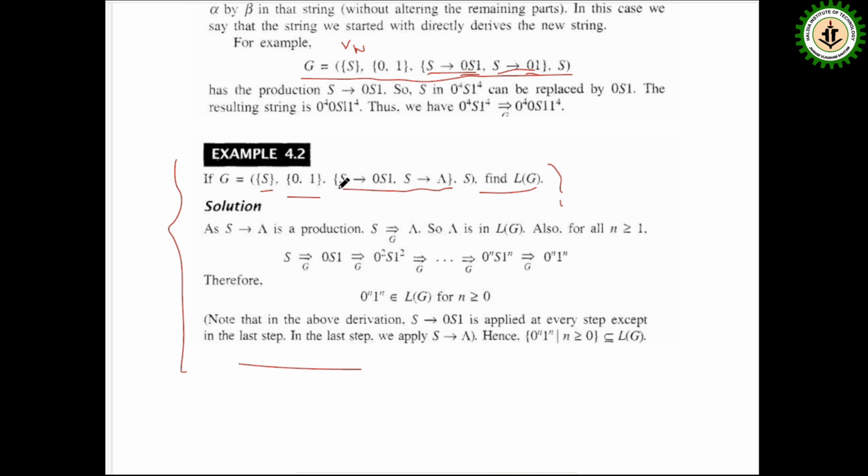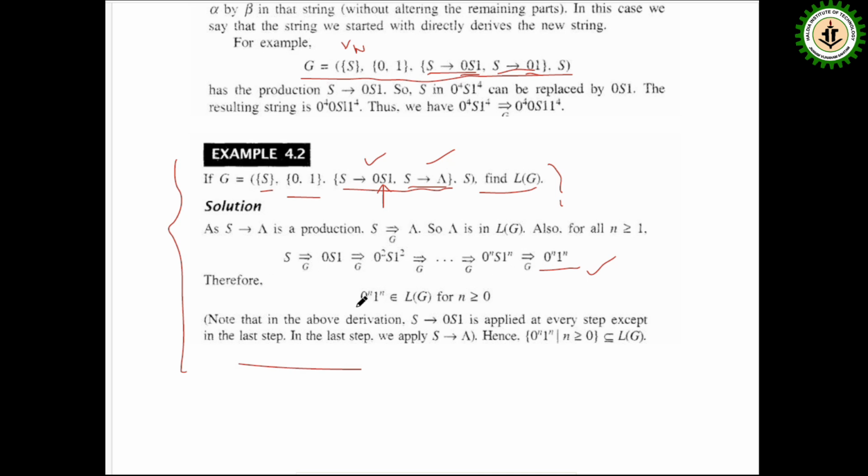If we use the first production, that is S to 0S1, this S will be replaced by any of these productions. So we can use the first production n number of times. It will become 0 to the power n S 1 to the power n. At the final stage, we can replace S by null. So what we get is 0 to the power n 1 to the power n, by using the grammar several times.